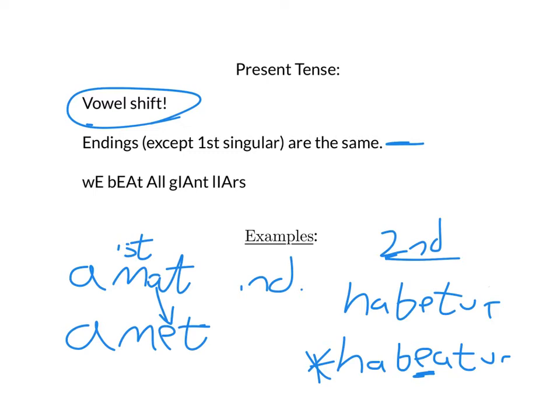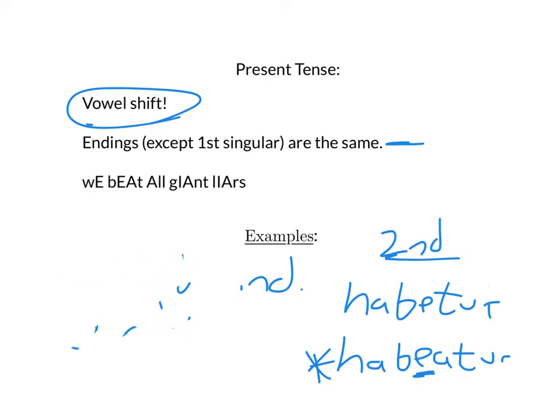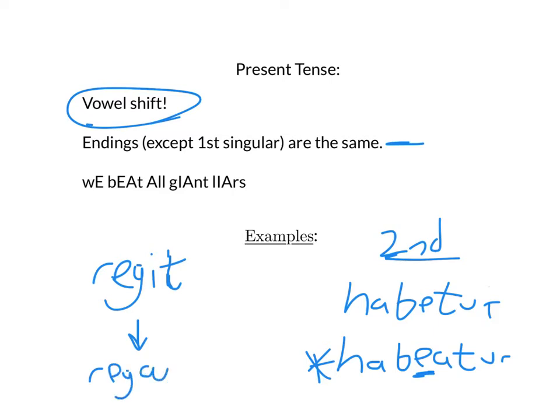But if we decide in the third conjugation not to retain the E because it's short, so you'll get, let's say, regit. Sorry, my stylus is not cooperating. Regit is in the indicative. That's going to turn into, in the subjunctive, regat. You'll notice the I turned into an A.